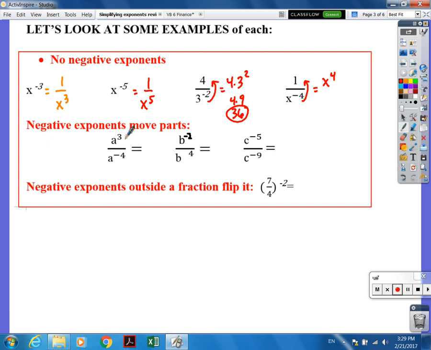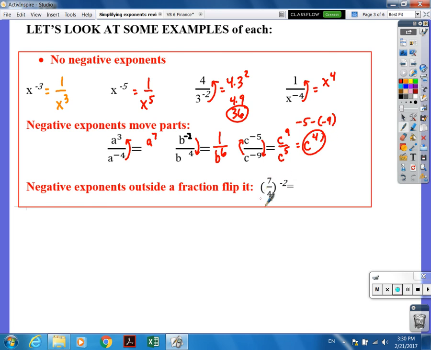So if you have variables in both areas, if you have a negative on the bottom, it comes up. A cubed times a to the 4th is a to the 7th. If it's a negative 2 on the top, you would bring that down. If you bring down everything, there's a 1 up there. That would leave you with 6 b's on the bottom. A negative on the top and bottom, you might want to take a step there where you look at it normal, and you can see that that's c to the 4th, or you could have just subtracted negative 5 minus negative 9 and gotten c to the 4th that way.